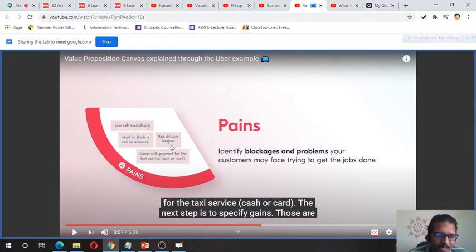Okay, so bad drivers happen. Okay, issues with payment, normally we need to give them cash only. Okay, these are the pains of the customer. Taxi service, cash or card.